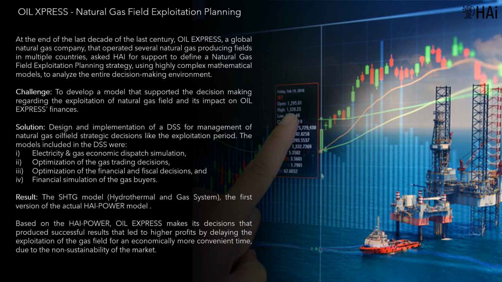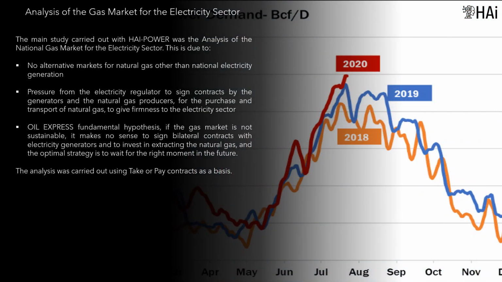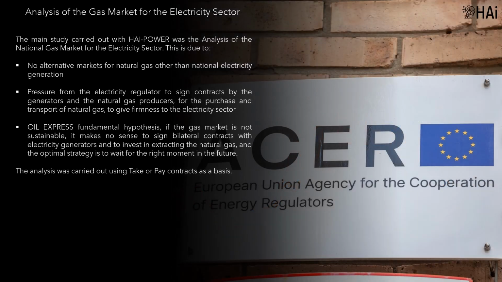In 1997. Analysis of the gas market for the electricity sector. The main study carried out with High was the analysis of the national gas market for the electricity sector. This is due to no alternative markets for natural gas other than national electricity generation. Pressure from the electricity regulator to sign contracts by generators and producers of natural gas for the purchase and the transportation of natural gas to give firmness to the electricity sector.